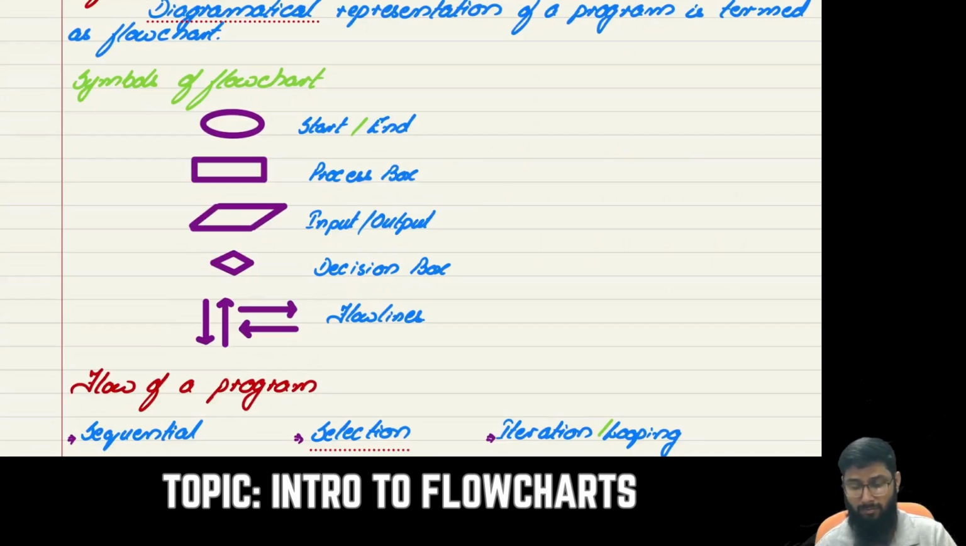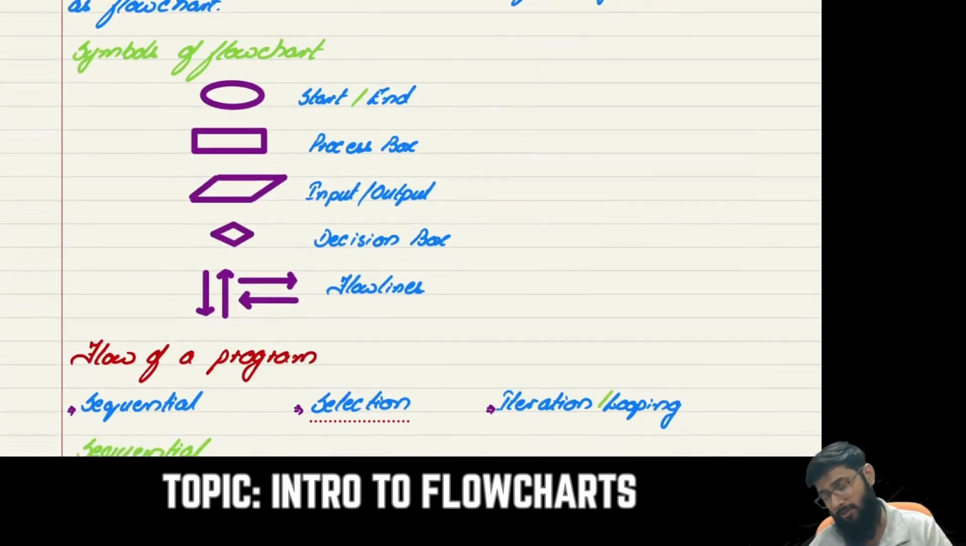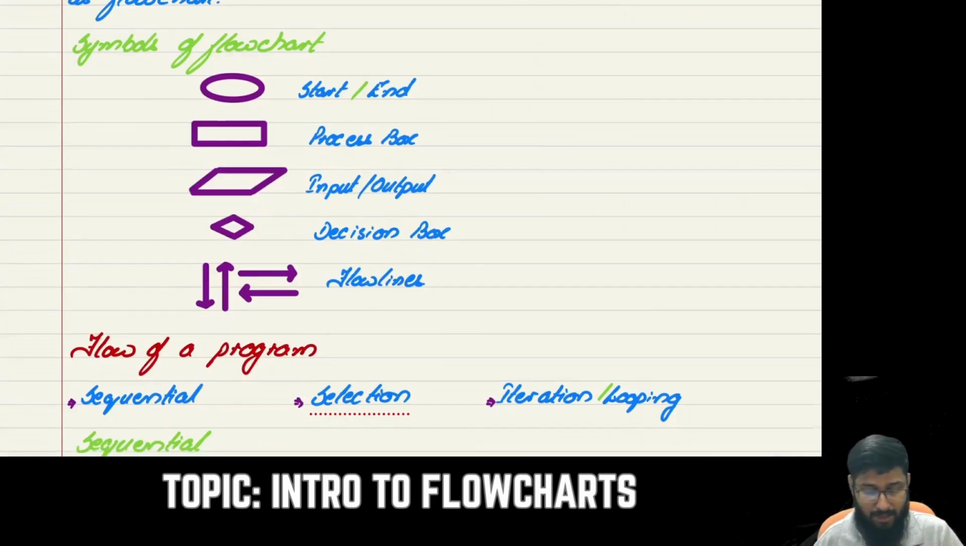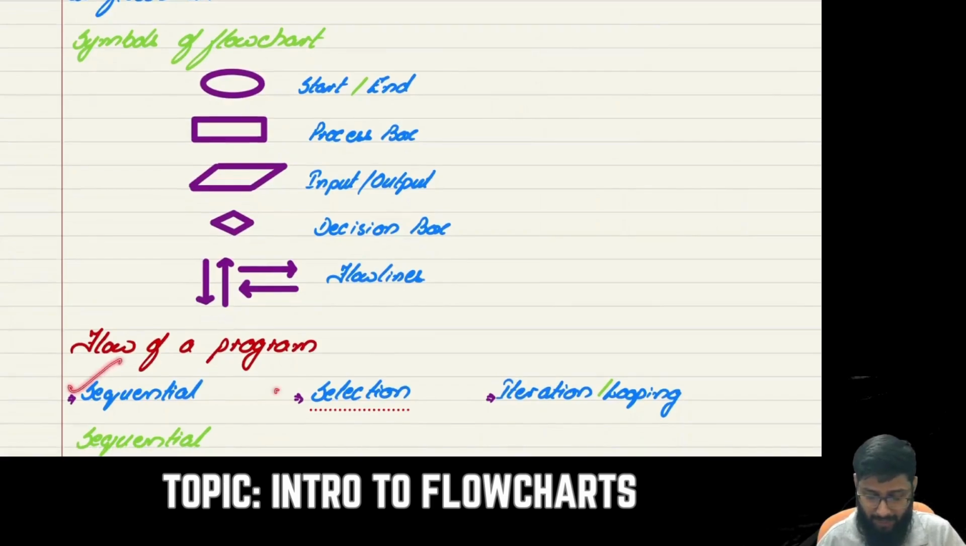Always remember that a program is basically of three categories, not phases: it is sequential, it is selection, and it is iteration. Sequential means that you are following step by step instructions and finally then you are doing that.